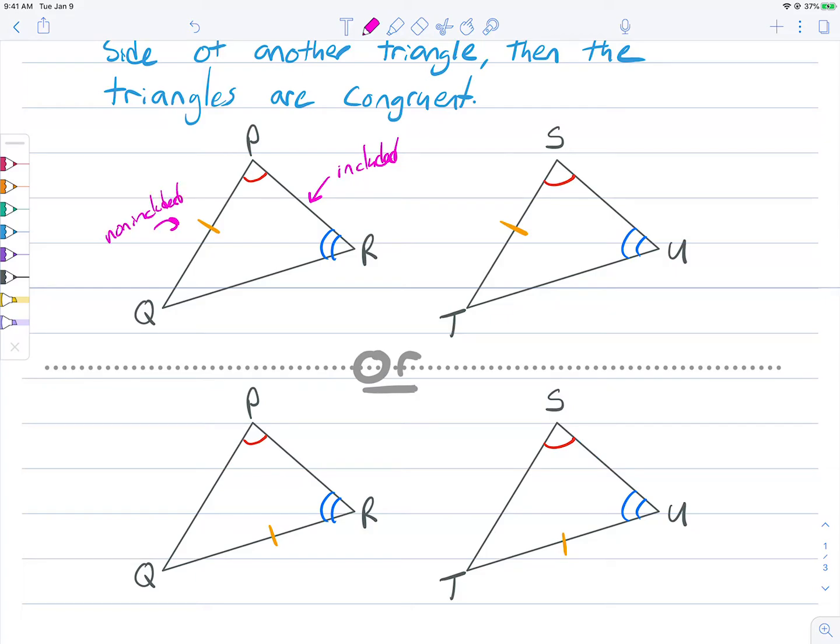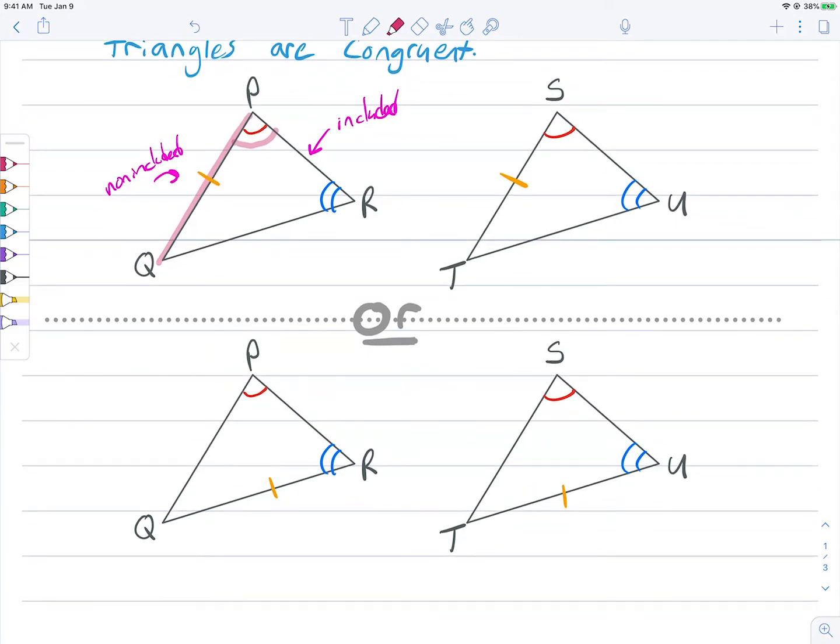non-included. One of the ways that you can know it's the non-included is that this side is only being basically touched or created by only one of the angles. So it's not in between two angles. There's actually two different pictures on this one. It kind of just depends on which non-included. They are essentially reflections of each other. This is also a non-included side.